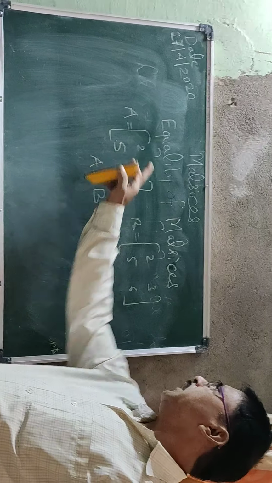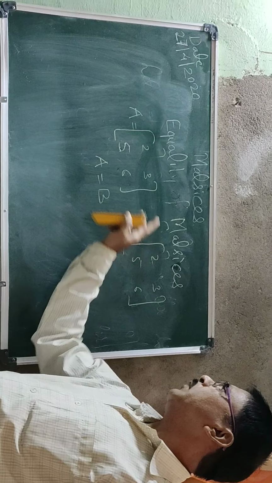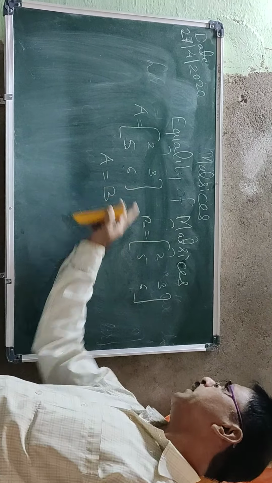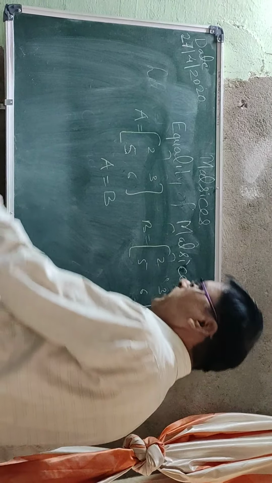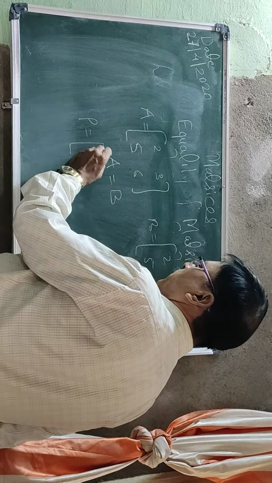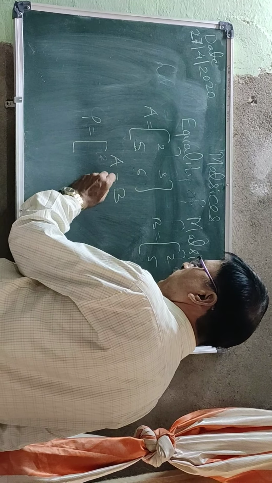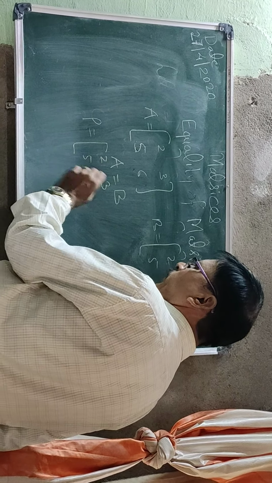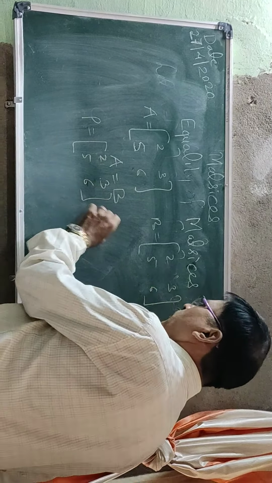So all the corresponding elements are equal: 2, 2, 3, 3, 5, 5, 6, 6. So these two matrices are equal. Later, consider that P is equal to 2, 3, 5, 6, and Q is equal to 3, 2, 5, 6.